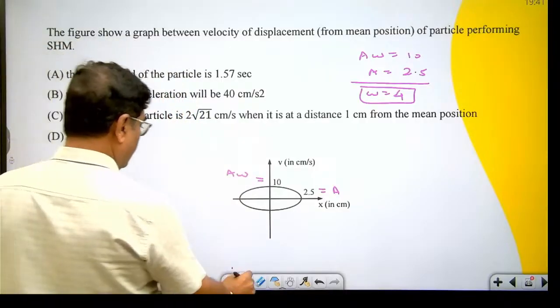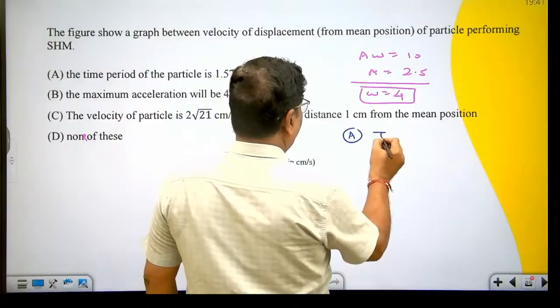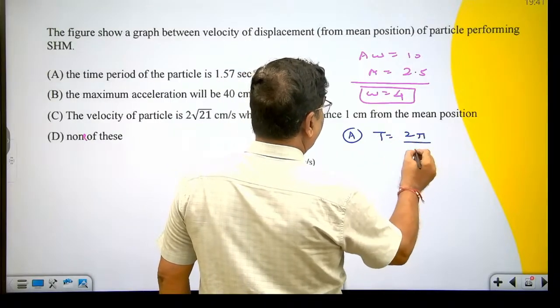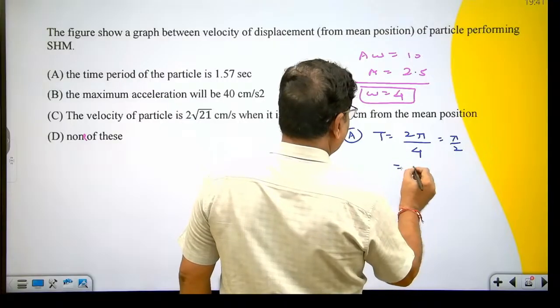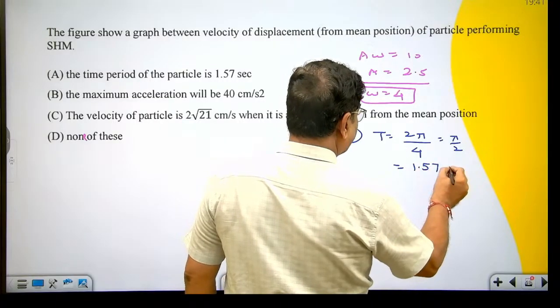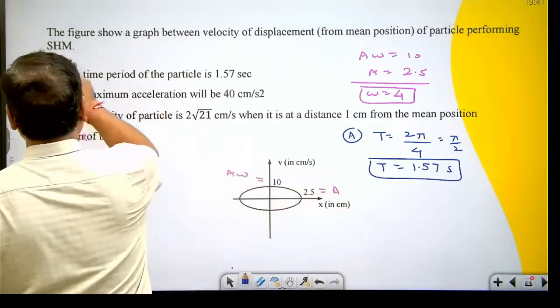Time period. Now, dear student, for part A, time period equal to 2 pi upon omega. This is pi by 2, and pi is 3.14. This is 1.5 second, means the time period value is correct. Okay, so this is a correct option.